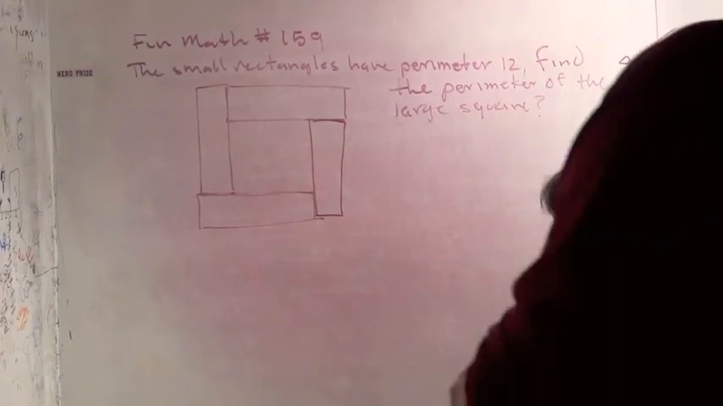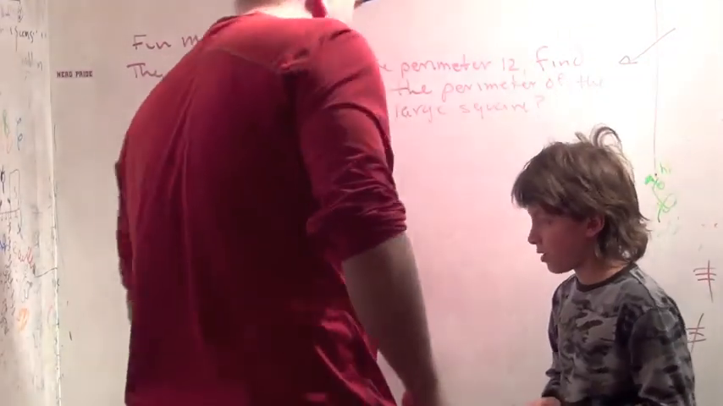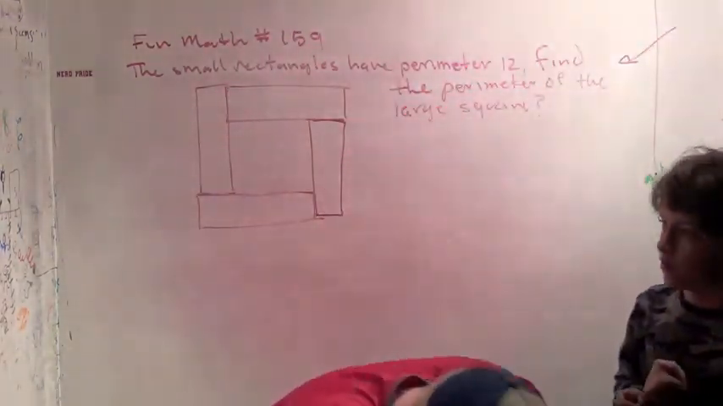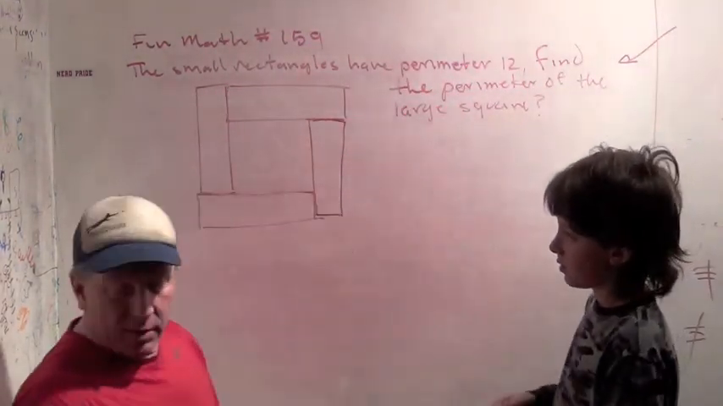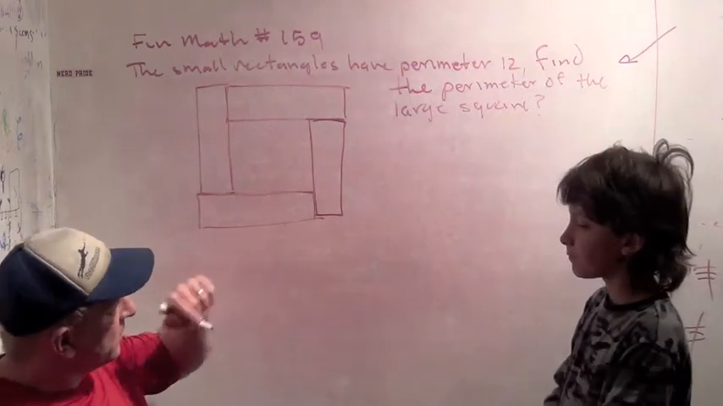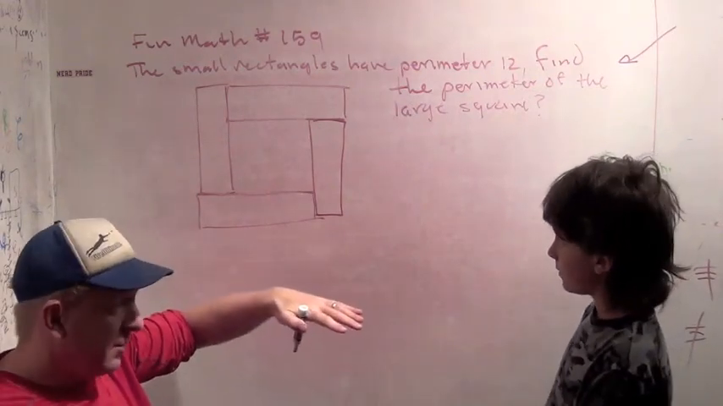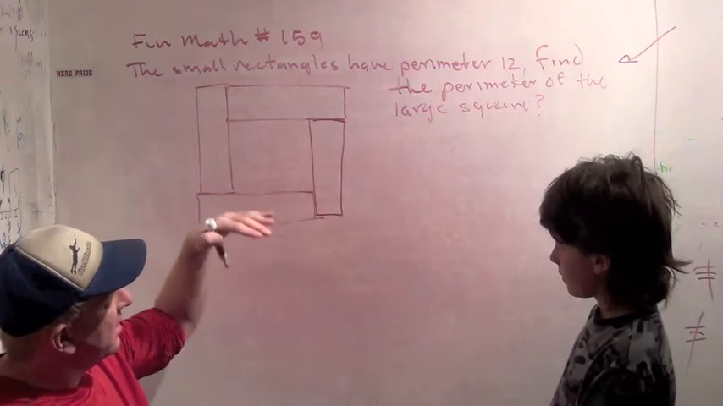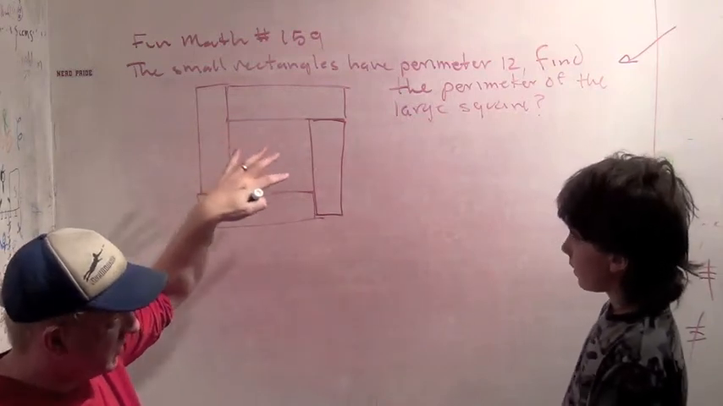FunMath number 159. We're in the review section for Chapter 8 of Art of Problem Solving. And by coincidence, last night with your brother, I did a really neat problem. Chapter 8 of Art of Problem Solving is algebra books about lines, and I wanted to show you a linear relationship in this picture.